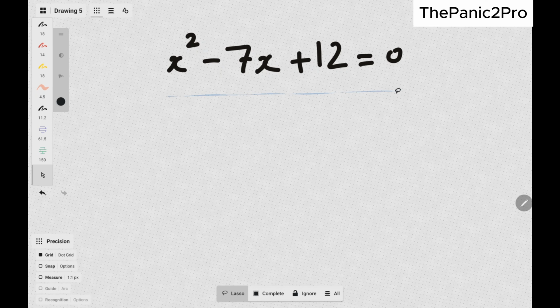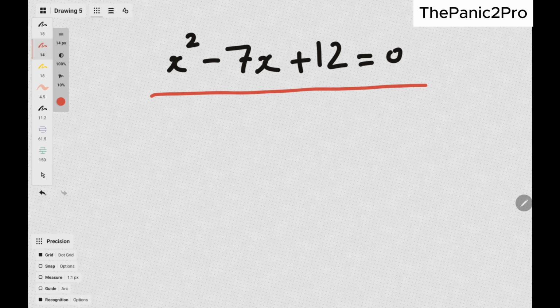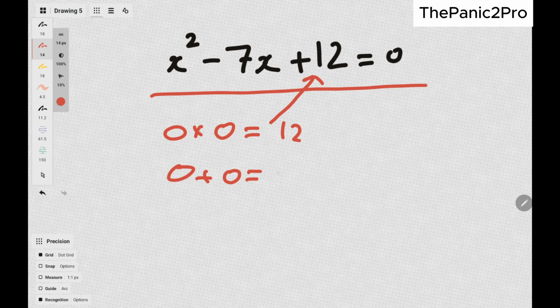Now I have a question for you. Here: x2 minus 7x plus 12 is 0. My question is, what are the two numbers that if you multiply them you get 12, and if you sum them you get minus 7? I need to know what these numbers are. Can you comment them below?